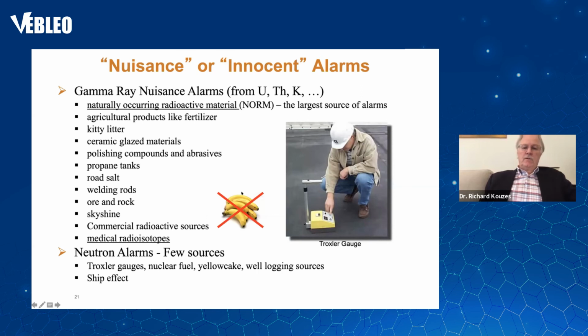I also want to mention that food products like bananas do not produce radiation alarms. The packing density of these materials is not high enough, even though they contain potassium-40, which is radioactive. They do not produce alarms because there's not enough of the material there in a vehicle or a container to produce an alarm. And that is sometimes erroneously reported in the press that they do. In addition, there are some neutron alarms which come from the presence of nuclear fuel, for example, or well logging sources, which are used for searching for oil and gas, or for commercial applications.